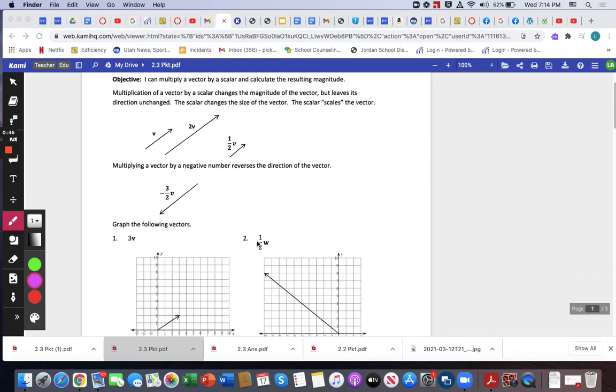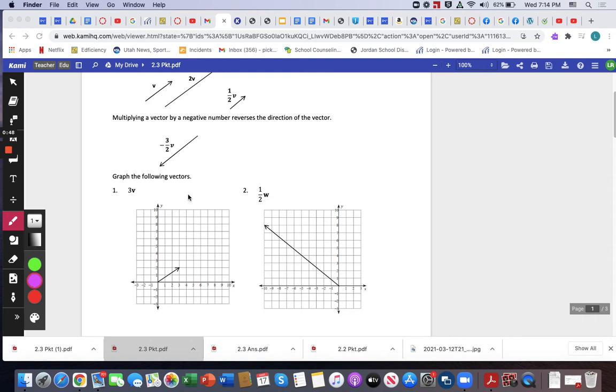So here we have a few problems. Graph the following vectors. Number 1, 3v. So this is what v is, and we want to make it 3 times that. So the first one is going up 2 and over 3. So we are going to do that. The resultant vector we're going to go ahead and draw in red. And we're going to start with our first one.